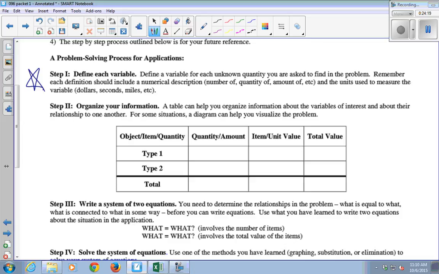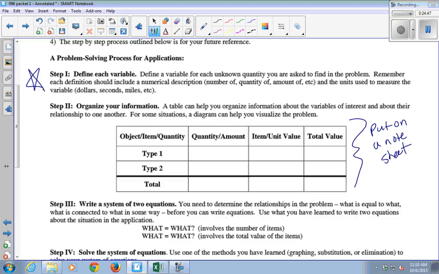Step 2, make a table, right? So we try to organize a table that looks like this. So we have object or item or quantity, like the things we're talking about. Then we have quantity or amount, item or unit value, and total value. Okay, so this chart would be a good thing to put on a note sheet, right? Being able to make this chart for yourself.